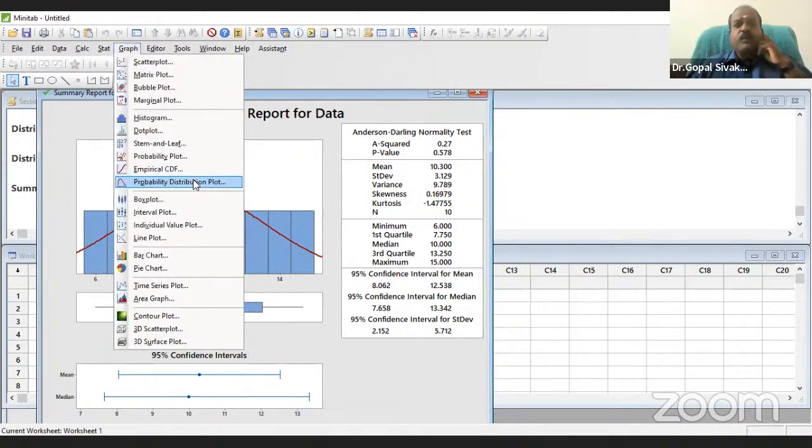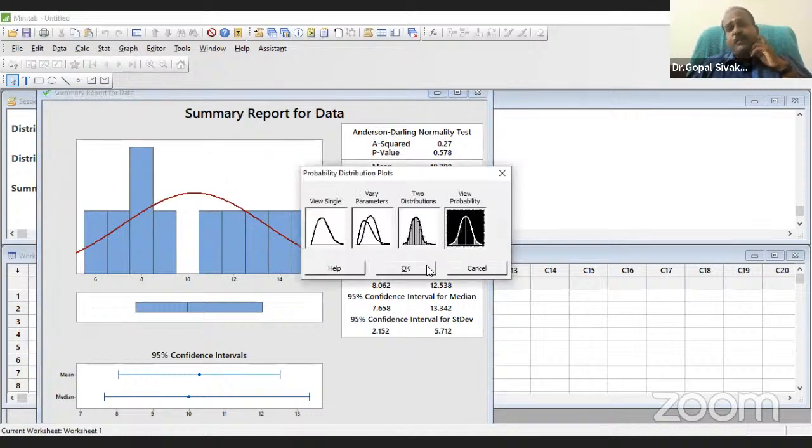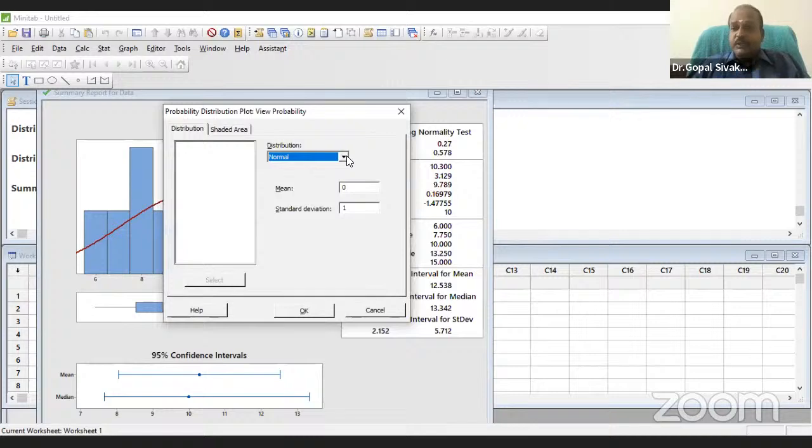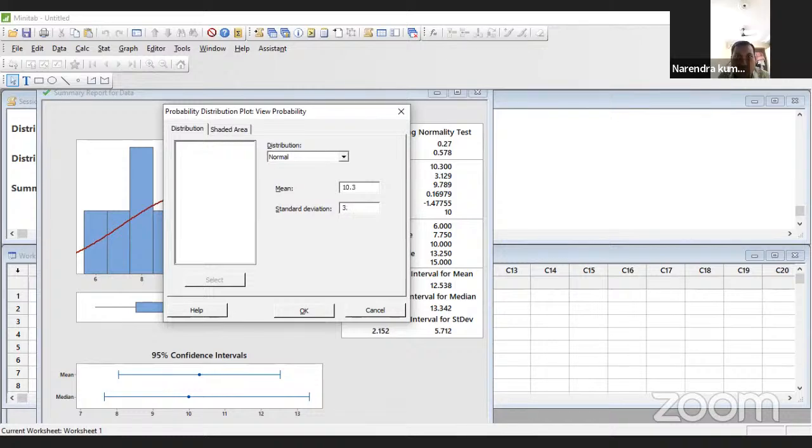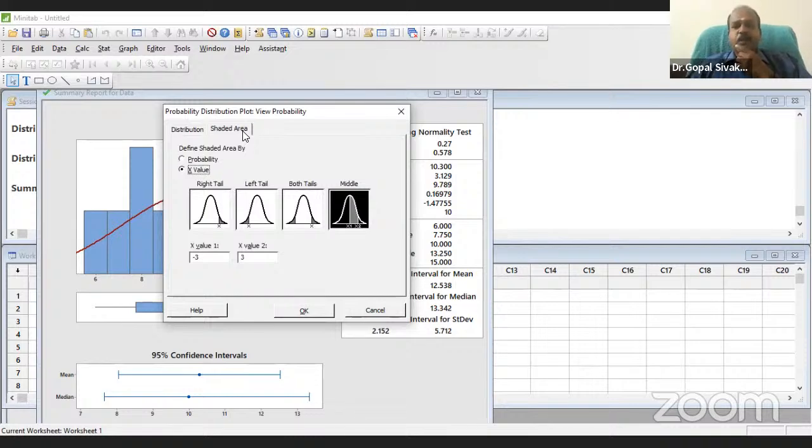Go to graph, probability distribution plot, view probability. And now the distribution is normal. How to determine the normality right now? Eye judgment. But if you have a doubt, then you should go for a statistical procedure, which I will explain later. Now, what is the mean value we observed? 10.3. What is the standard deviation we observed? 3.129.